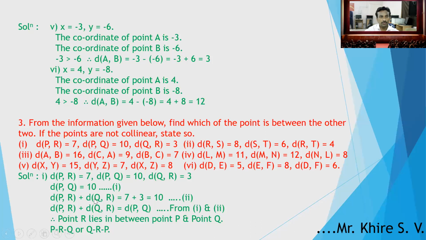If the addition of two distances is equal to the third distance, then only the point lies in between the other 2 points. Then only we can write this. Otherwise, we can't write this. And therefore, we can say that points P, R and Q are collinear points.